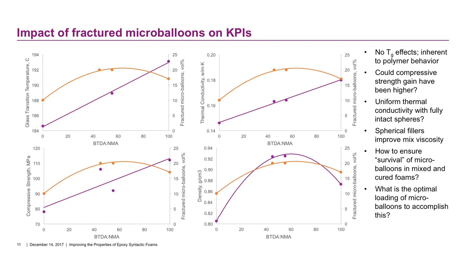So the same can be said of the density. In the middle of the graph, you see where the microballoon fracture was the greatest, and as a result, the density tracks right with it. So that speaks to the previous discussion about what happens when a microballoon breaks. So that tracks fairly well there.